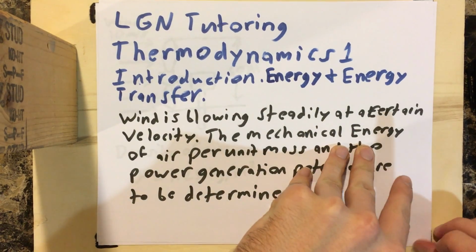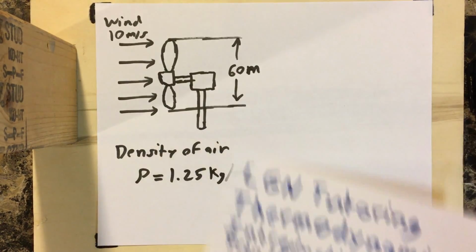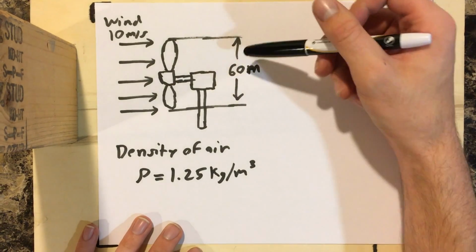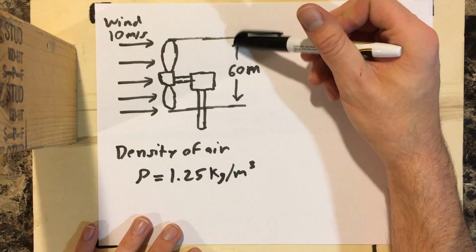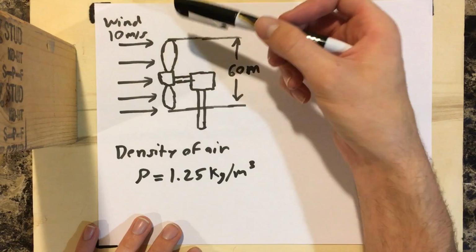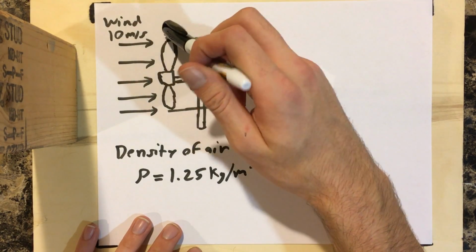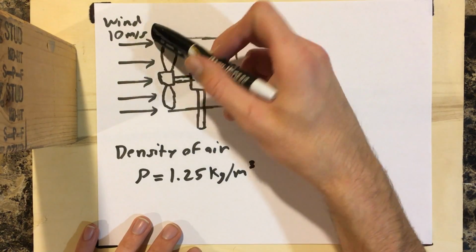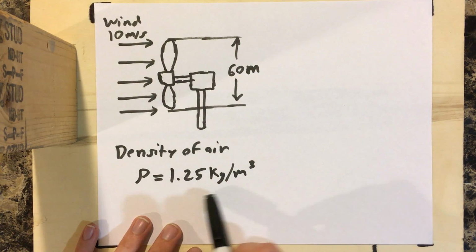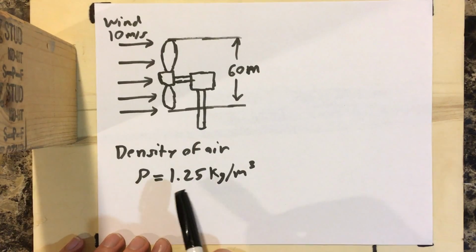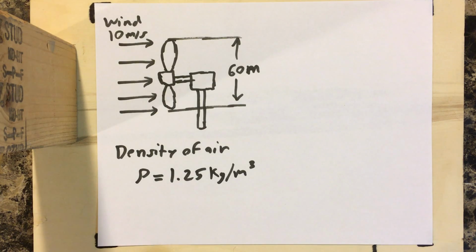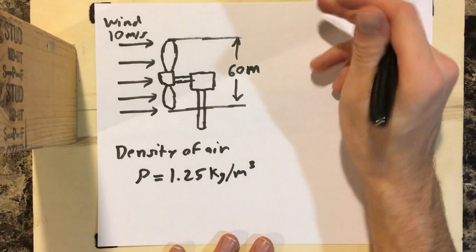So I already drew up the schematic for the system. This is actually where we're getting all our givens. So we know that the wind turbine has a radius of 60 meters. The wind is steady, meaning it's not changing over time. And we're going to assume that it's the same everywhere, and it's going to be 10 meters per second. Now, the density of air is also a given, and in this specific book, it is 1.25 kilograms per meter cubed.